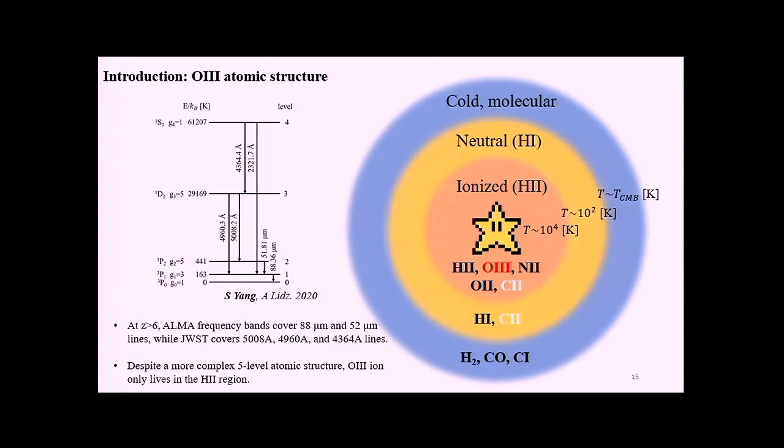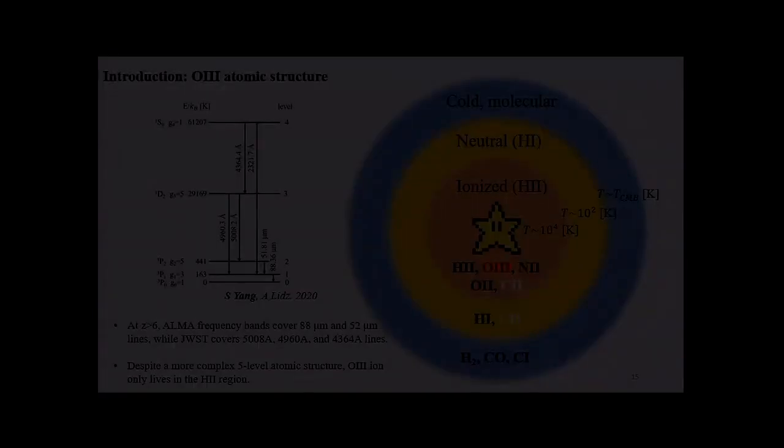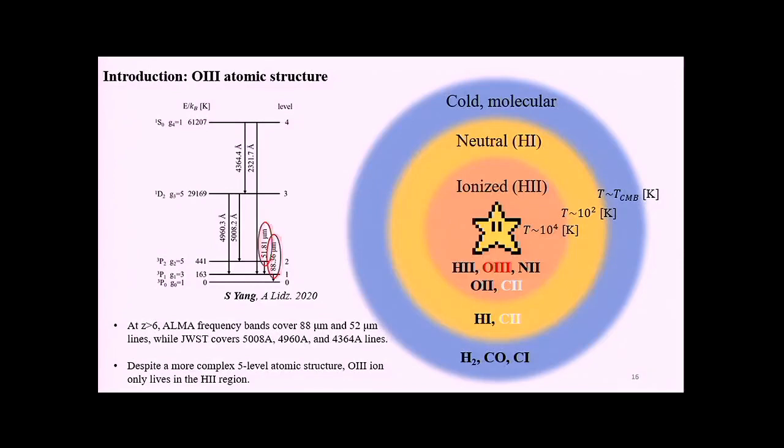In this plot, I show the fine atomic structure for the O3 ion in its ground electron configuration. There are in total 5 fine structure energy states. The 88 and the 52 micron lines that are covered by the ALMA frequency channels are emitted when the ion transits from level 1 to the ground state and from level 2 to 1. The 3 optical lines that are covered by the JWST frequency window are emitted when the ion goes from level 3 to 1, 3 to 2, and 4 to 3.